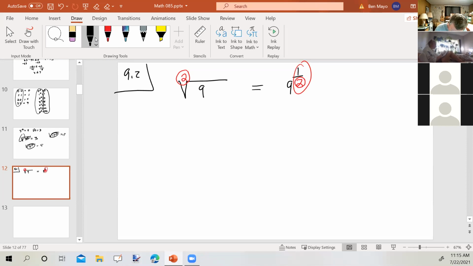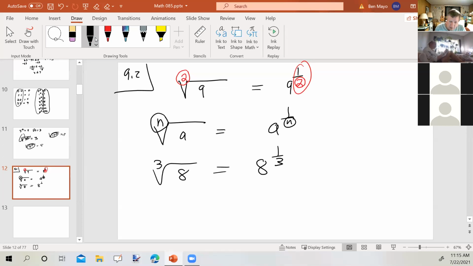So in general, the nth root of a is equal to a to the 1 over n power. The index is the denominator of the exponent, okay? So if I had the cube root of 8, that would be 8 to the 1/3 power. If I had the 5th root of 73, that would be 73 to the 1/5 power. Are you getting the idea?